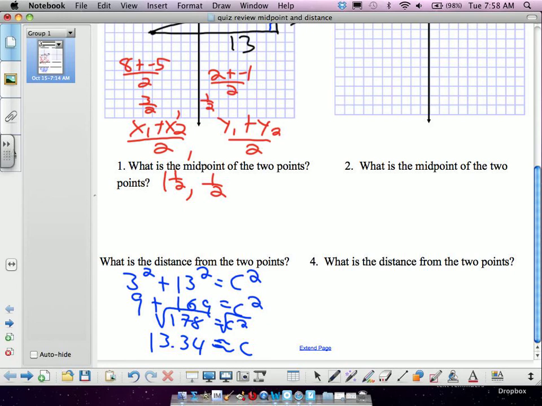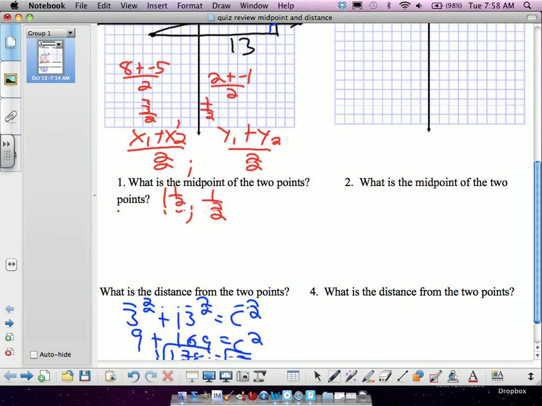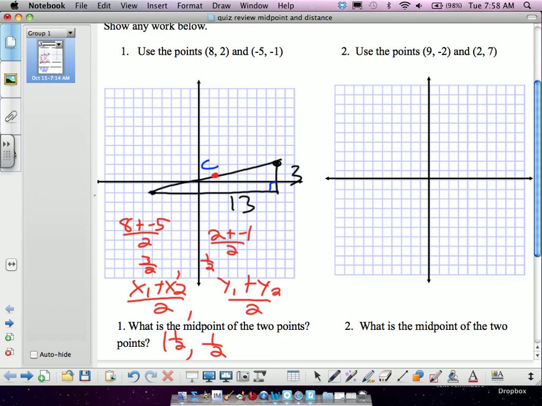So let's look at the midpoint of the other one. So I'm going to plot the 2 points. I've got 9, 1, 2, 3, 4, 5, 6, 7, 8, 9, down 2. And I've got 2 up 7. 1, 2, 3, 4, 5, 6, 7. So I know I'm looking at a right triangle that looks like this. So I'm going to count over 1, 2, 3, 4, 5, 6, 7. And it goes up 1, 2, 3, 4, 5, 6, 7, 8, 9.